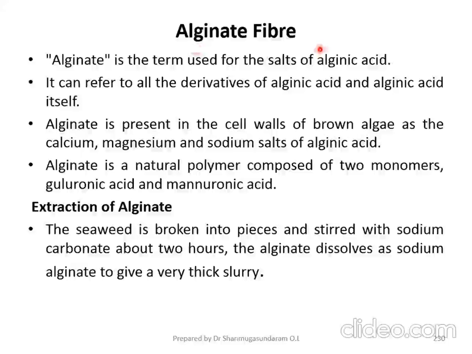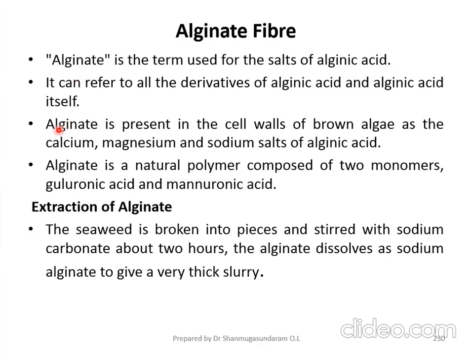Alginate fiber. Alginate is the term used for the salts of alginic acid. So what does alginate contain? Alginate contains the salts of alginic acid. It can refer to all the derivatives of alginic acid and alginic acid itself. So this alginate name is derived from all the derivatives of alginic acid or alginic acid itself.